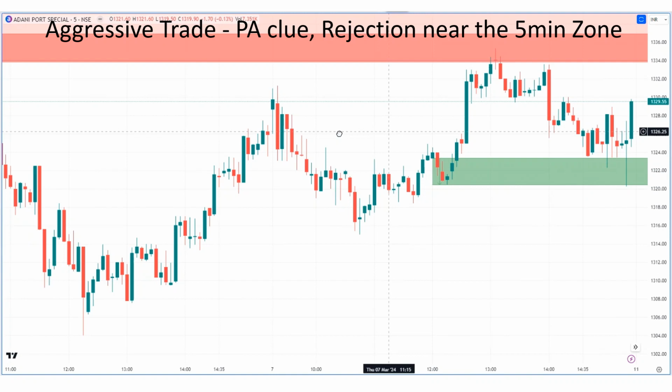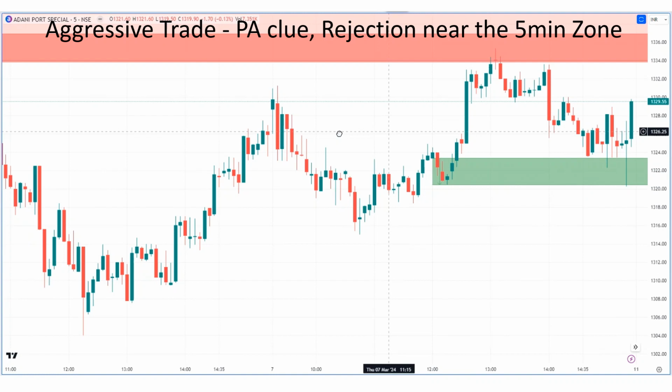So this is the point you should understand about these price action clues. Hope you got clarity about the price action clue, rejection near the 5 minute zone, which is not fine tuned.